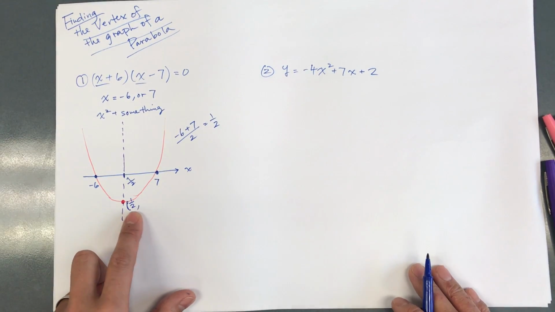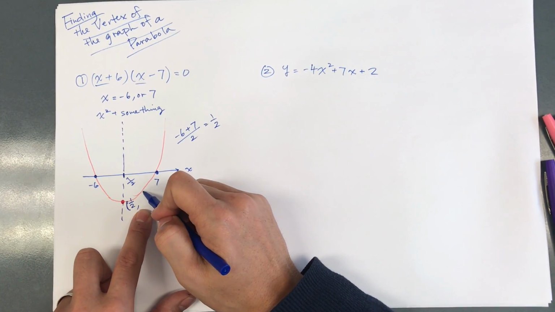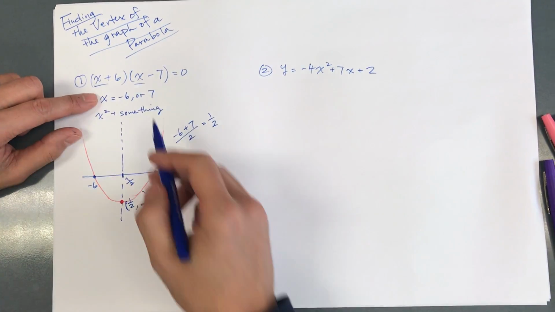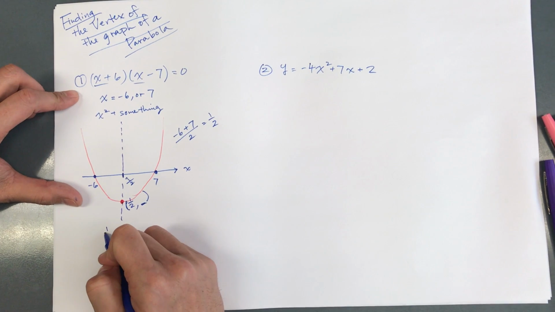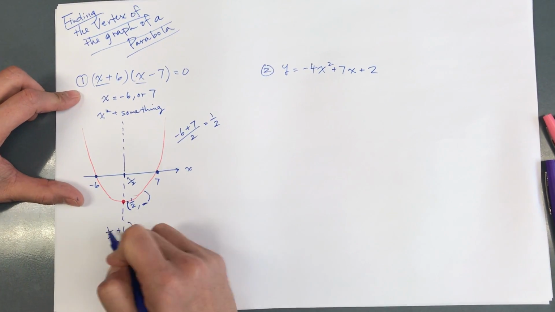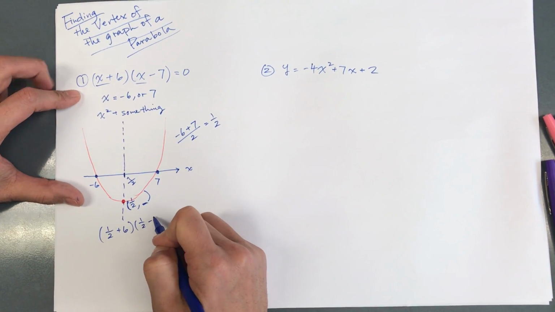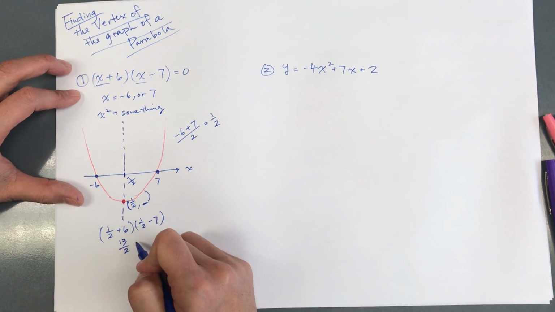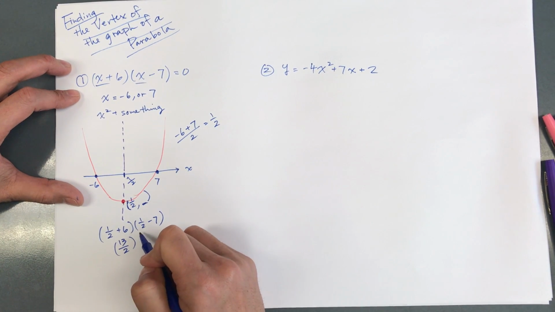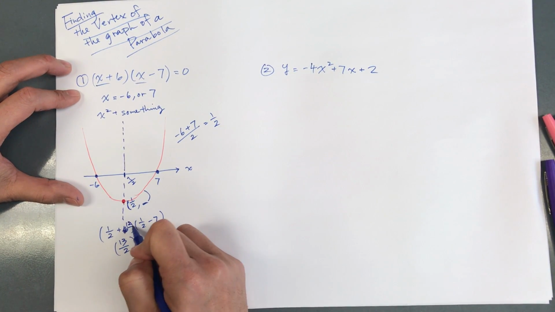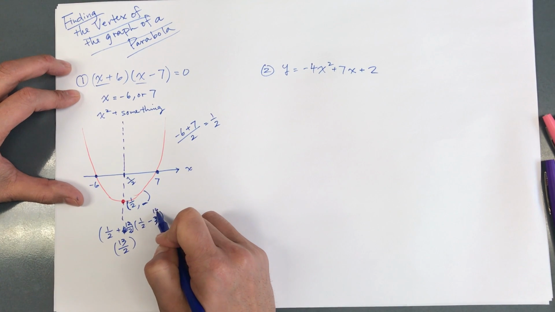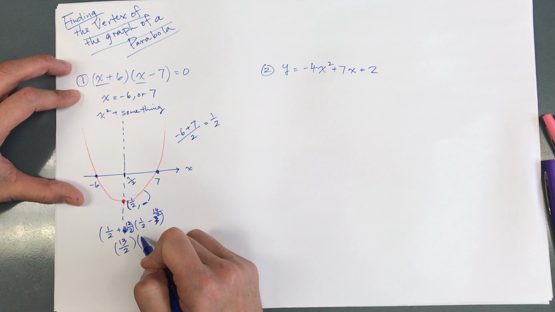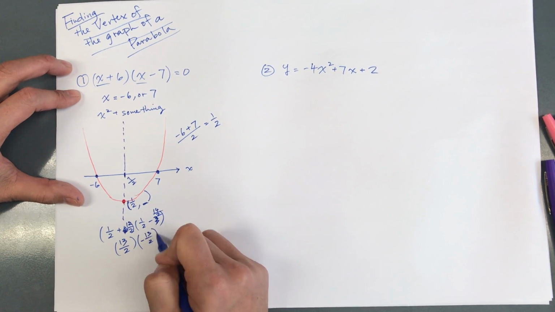And then we have to find the y coordinate. What would be the number? All we have to do is plug this number in there and here. So we're going to have a half plus 6, and then a half minus 7. That's going to be 13 halves, right? Because this is 12 over 2, and now this is 14 over 2, it's easier to do that. That's going to be 13 over 2, and negative 13 over 2.